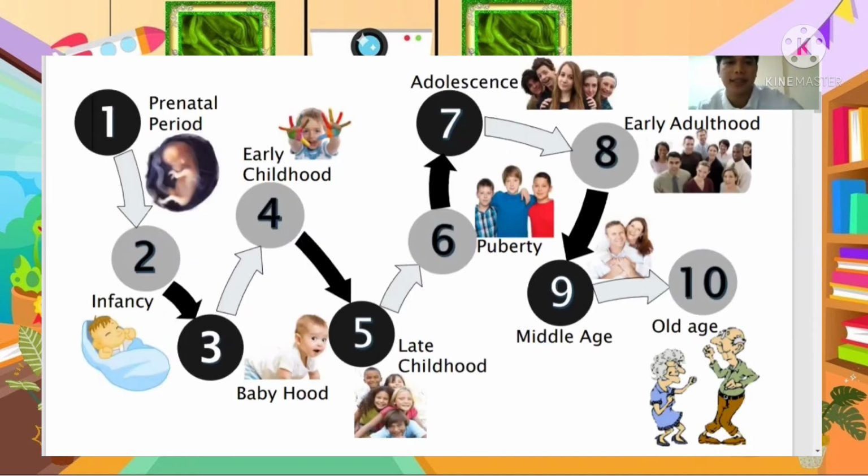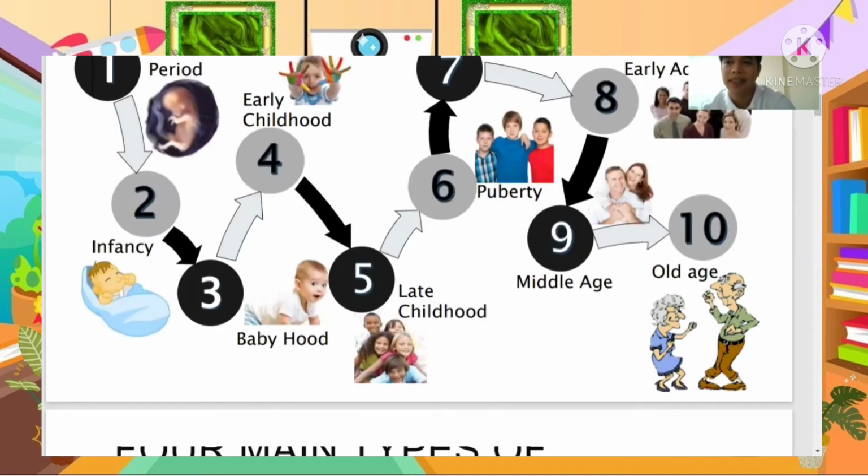As you can see in the picture, the arrow goes from number 1 prenatal period, number 2 infancy, number 3 babyhood, number 4 early childhood, number 5 late childhood, number 6 puberty, number 7 adolescence, number 8 early adulthood, number 9 middle age, and the last, number 10, is old age. Now let's discuss it one by one.